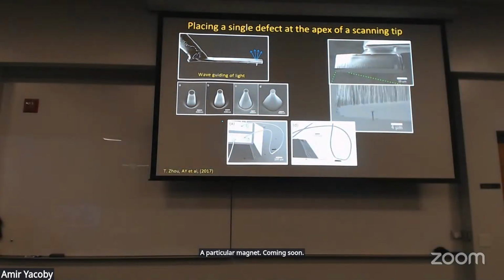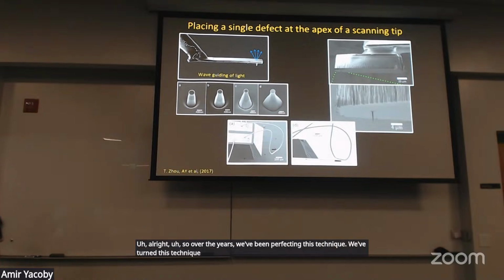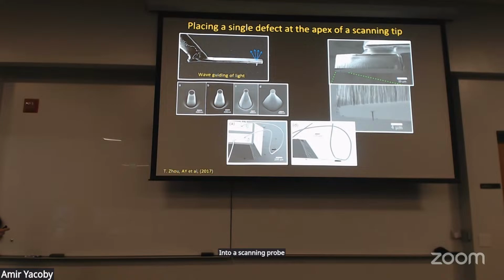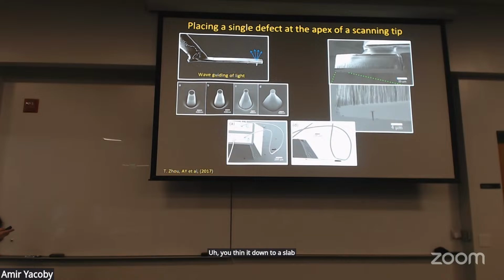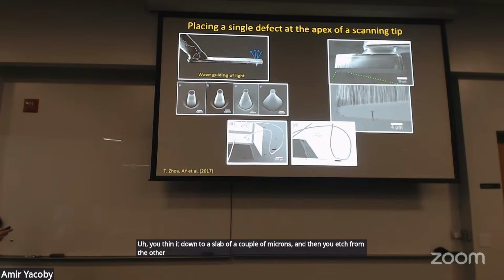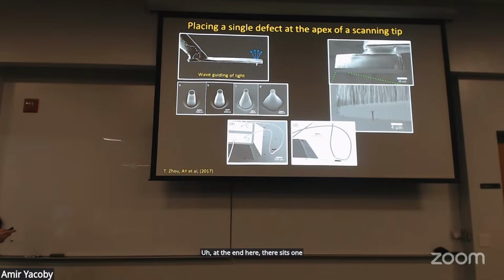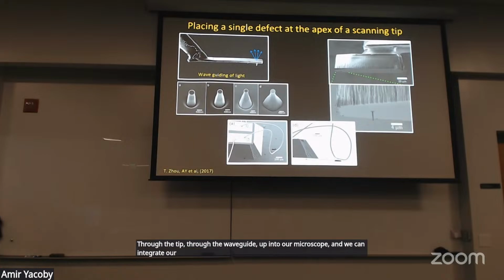All right. So over the years, we've been perfecting this technique. We've turned this technique into a scanning probe. These were the original probes that we made, starting out from a bulk piece of diamond. You thin it down to a slab of a couple of microns, and then you etch from the other side to form a pillar. So this is all part of one diamond matrix. At the end here sits one NV center that radiates light through the tip, through the waveguide, up into our microscope. And we can integrate our drive electronics as well.